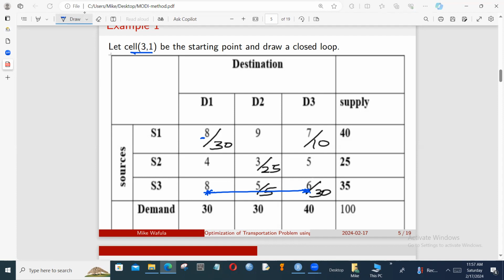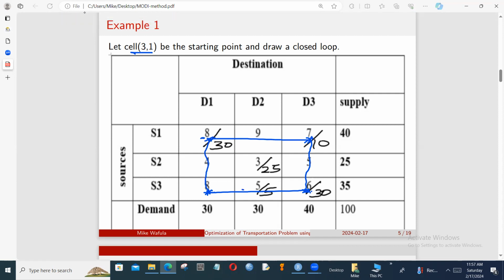So if I move like this to this cell, I can still have a turn of 90 degrees this way. Then I still can make a turn to another cell with units allocated to it. Then I need to make a complete loop by coming back to the starting point. So this way will be, you may draw the arrows or you don't need to draw the arrows.